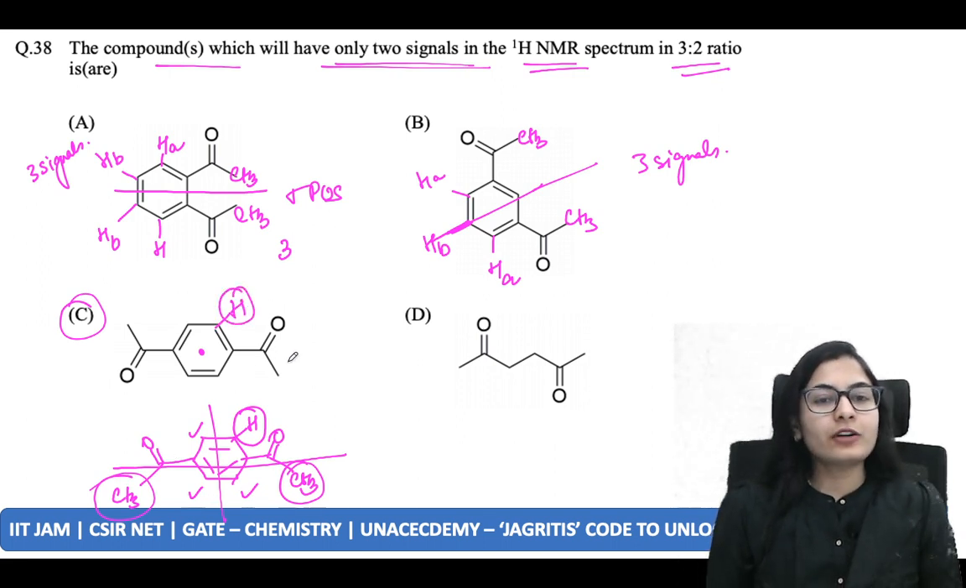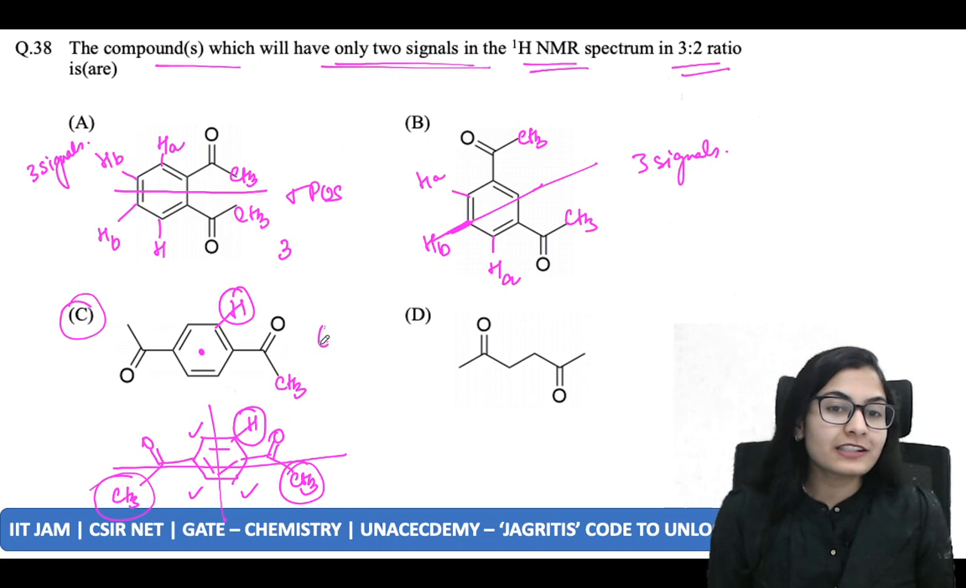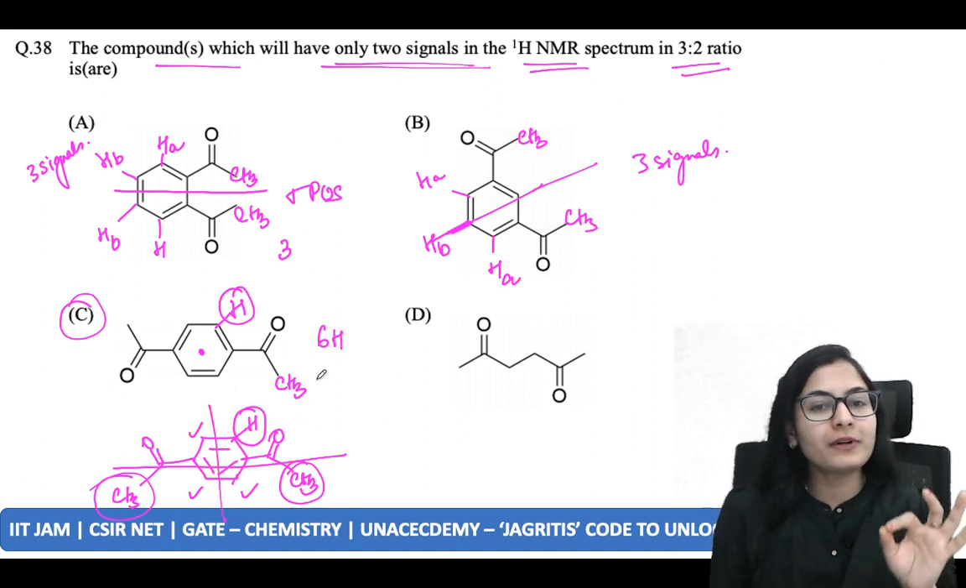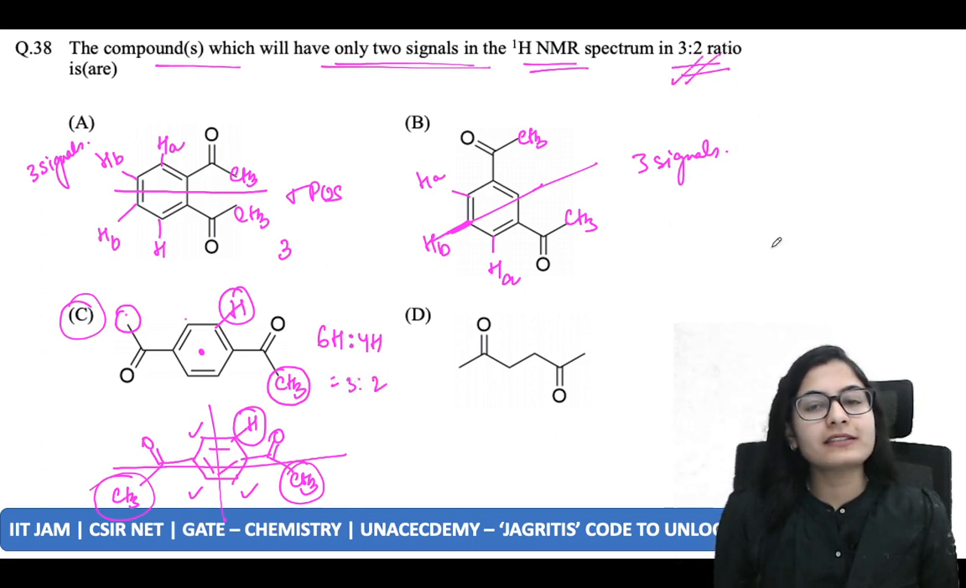And what will be the ratio of these methyls? There are 6 hydrogens from the methyl carbons because there are 2 of these, and there are 4 hydrogens from the aromatic ring. So isn't it 3:2 that you wanted? Yes, it is 3:2, so C is our correct answer.